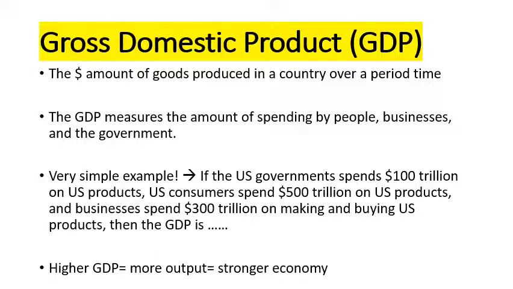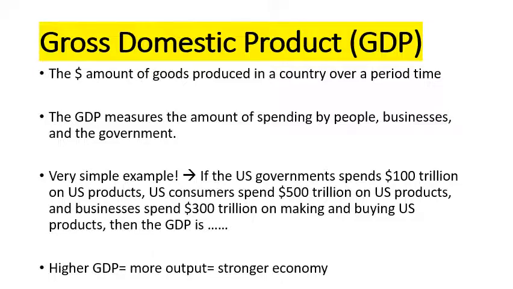Okay, now this is a very simple example that I've put here in bullet point number 3, but it helps to illustrate what GDP is. Okay, so if the US government spends $100 trillion on US products, US consumers spend $500 trillion on US products, and businesses spend $300 trillion on making and buying US products, then the GDP is, well, what we would need to do is we would have to add up 100 trillion, 500 trillion, and 300 trillion, and we would come up with an answer for GDP of $900 trillion. Okay? We need to add up U.S. consumer spending, U.S.